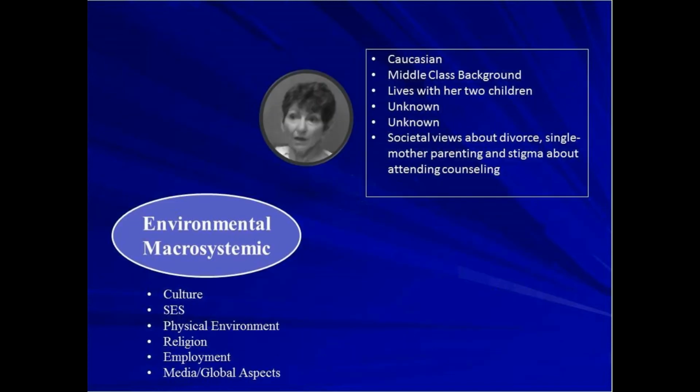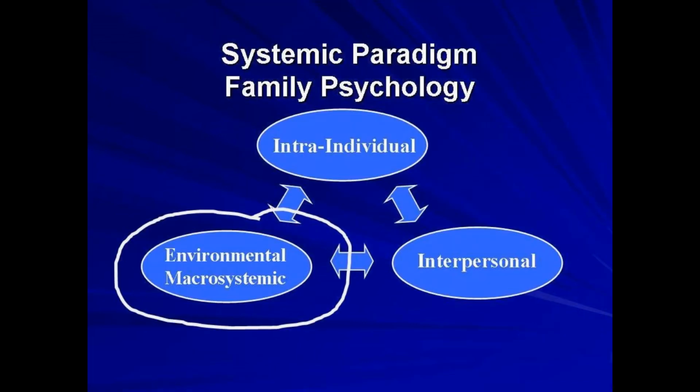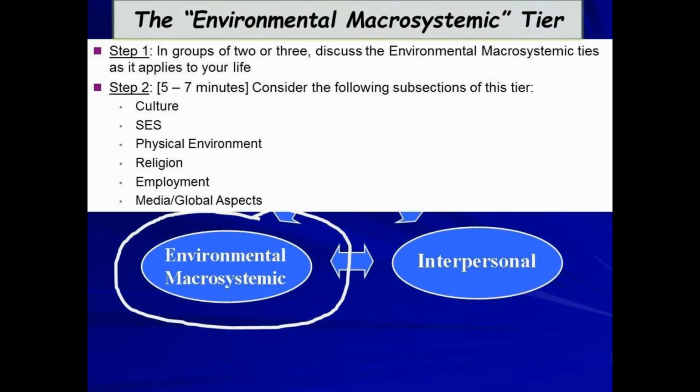Now, from an environmental macrosystemic perspective, we know that she is Caucasian, she may be middle class, but would need more information to corroborate this. Regarding her physical environment, she lives with her children, but we know nothing about her religion or employment history. As far as media and global aspects are concerned, we might consider societal views about divorce and divorced parents, and also the stigma that may still exist regarding people who engage in counseling for help. In class, we'll discuss the environmental macrosystemic tier as it applies to our own lives.